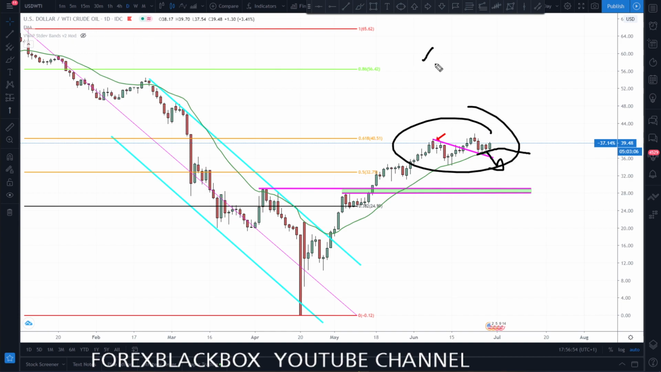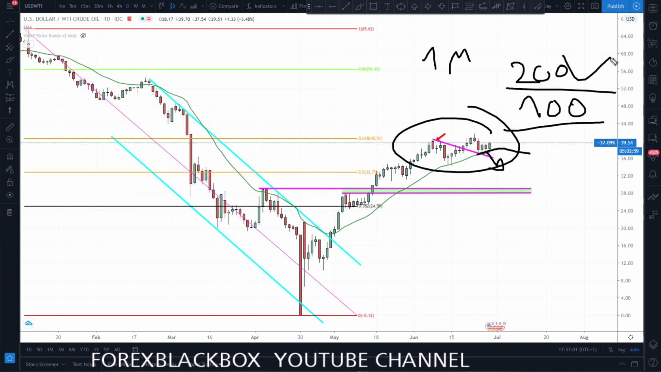In the low time frame, like 1 minute, I'll be looking for the 200 moving average, between 100 and 200 moving average, but more likely 200 is where the price reacts more.